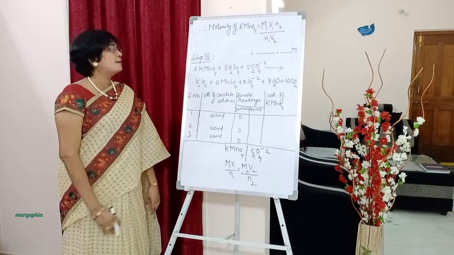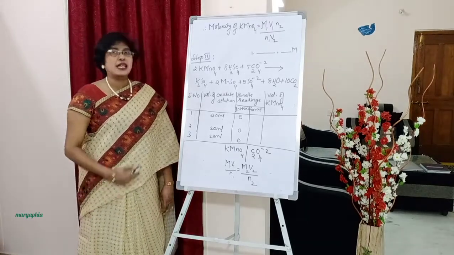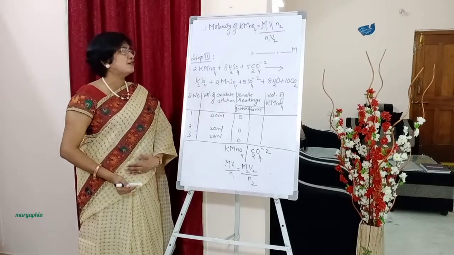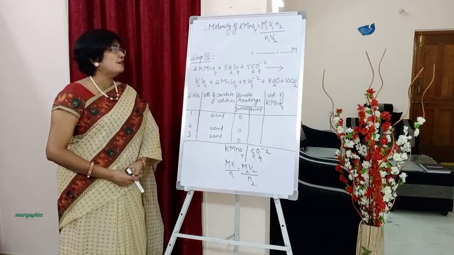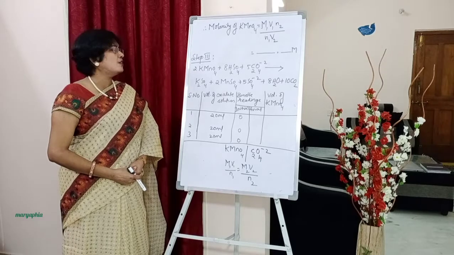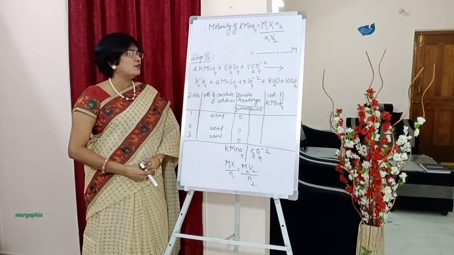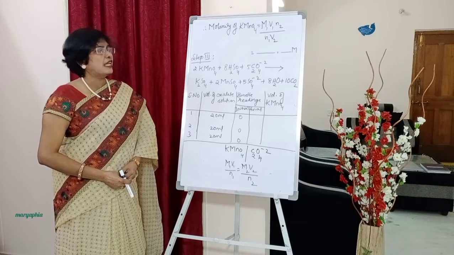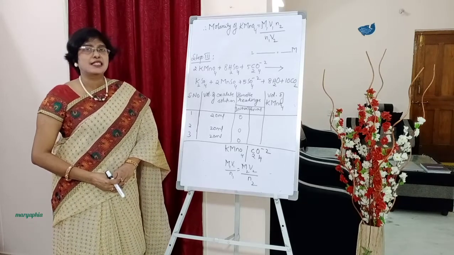Okay, next step 3. Write down the reaction once again. 2 KMnO4 plus 8 H2SO4 plus 5 C2O4 2- gives rise to K2SO4 plus 2 MnSO4 plus 5 SO4 2- plus 8 H2O plus 10 CO2.